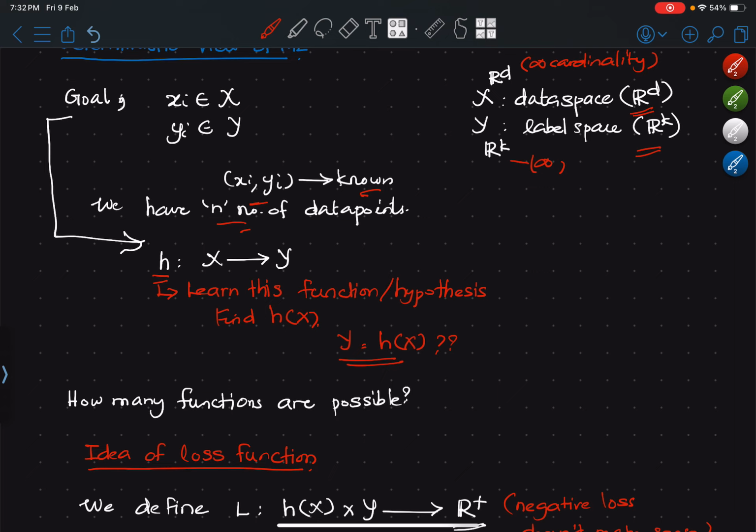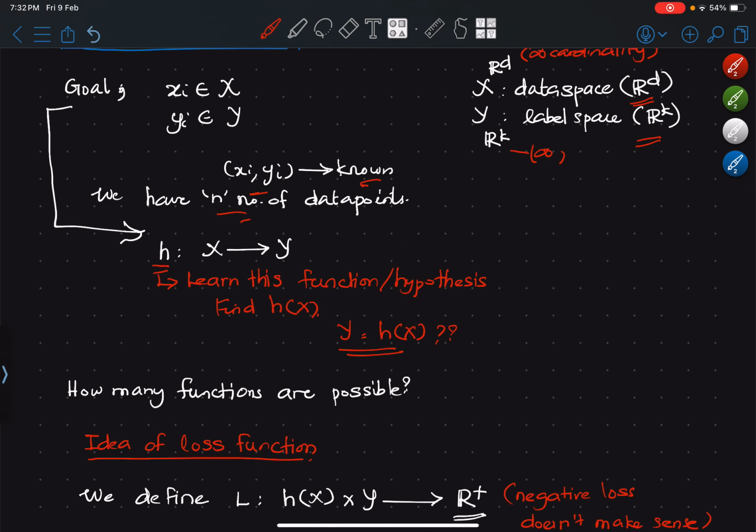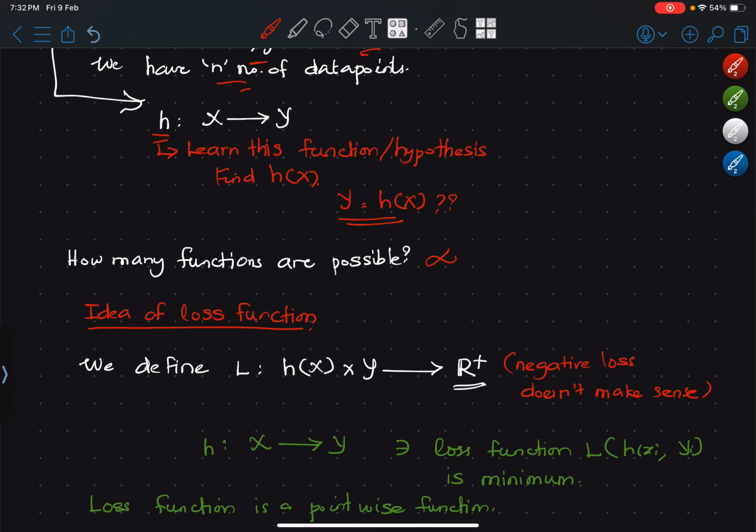So is there a function which takes all these data points and maps them to their corresponding labels? That is the basic question. But the difficulty we face here is: how many functions are possible in this case? Since the data space as well as the label space have infinite cardinality, there are infinite functions we can learn here. Infinite functions are possible. So how do we find the function which learns this?